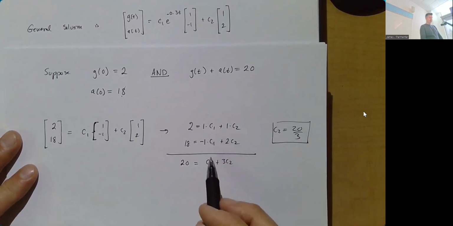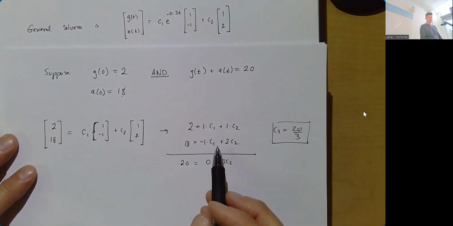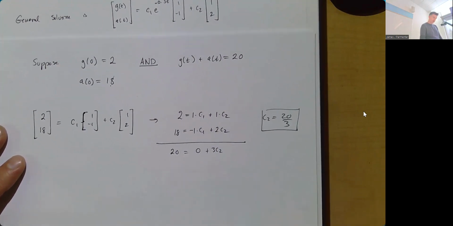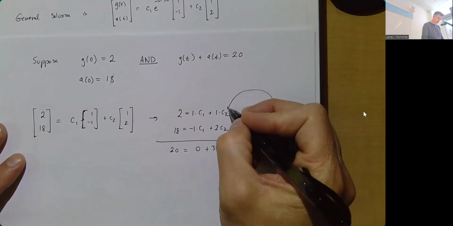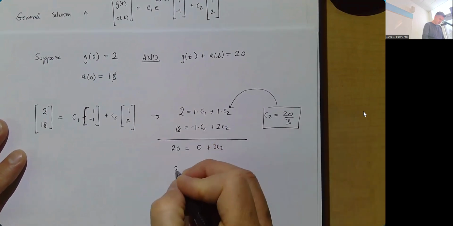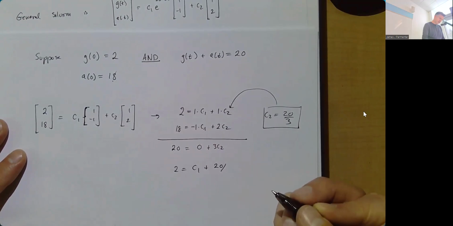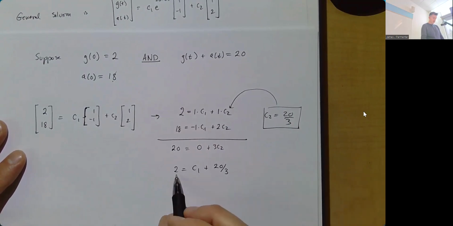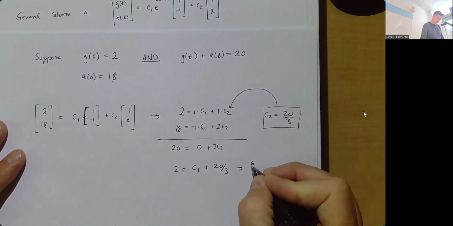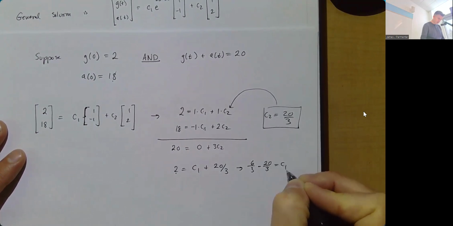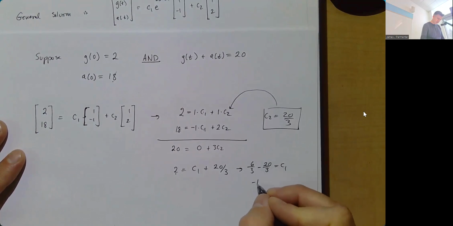And then you can plug this back into either equation to find the other value, C1. I'd probably pick the first equation because it's got smaller numbers in it. So if I plug in right there, I get that 2 is equal to C1 plus 20 thirds. 2 written in thirds is 6/3, so 6/3, which is 2, minus 20/3 is equal to C1. So 6 minus 20 is negative 14/3. That's C1.